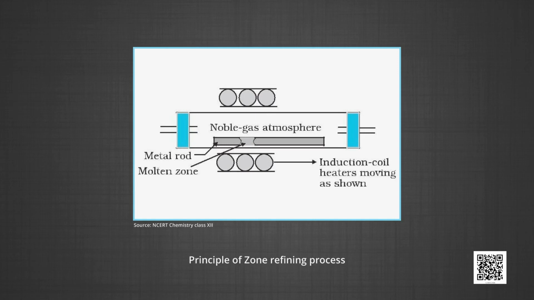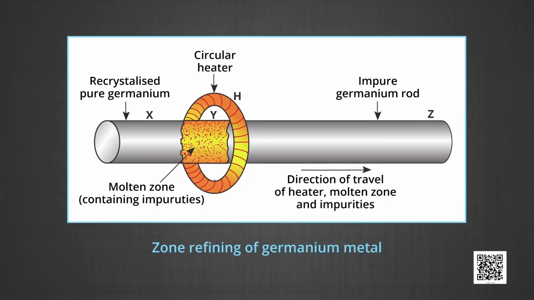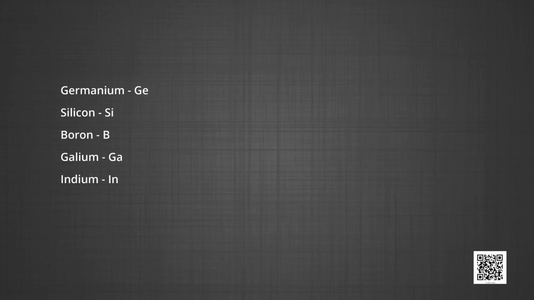As the heater moves forward, the pure metal crystallizes out of the melt and the impurities pass into the adjacent molten zone. The process is repeated several times and the heater is moved in the same direction. At one end, impurities get concentrated and that end is cut off. This method is very useful for producing semiconductor and other metals of very high purity. Example, germanium, silicon, boron, gallium and indium.